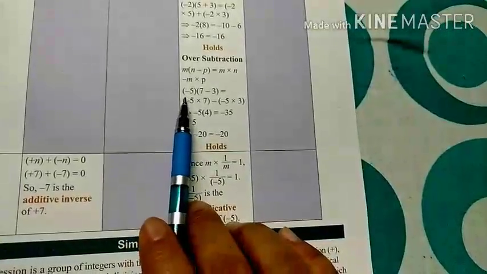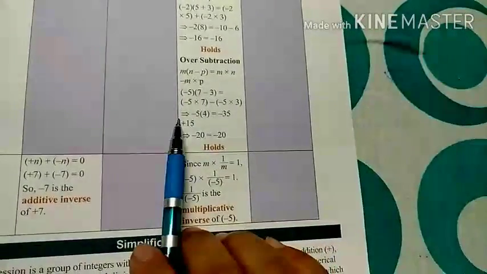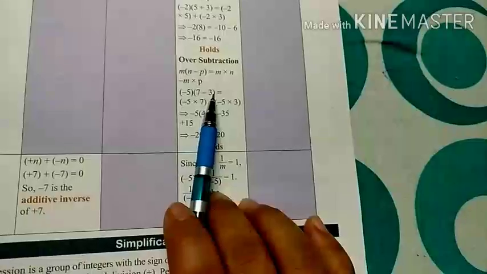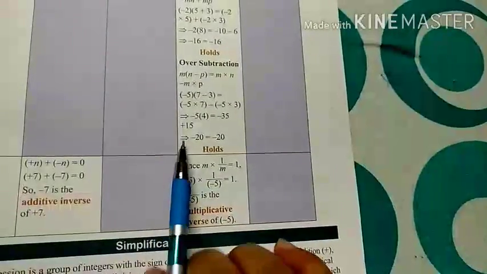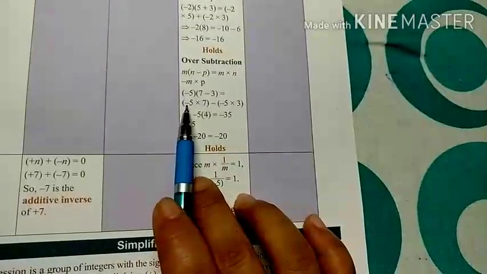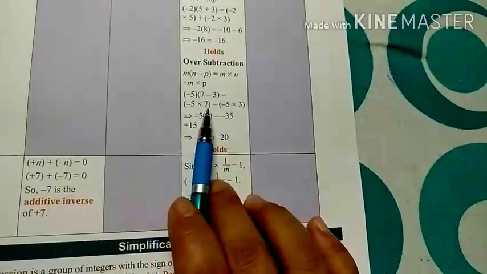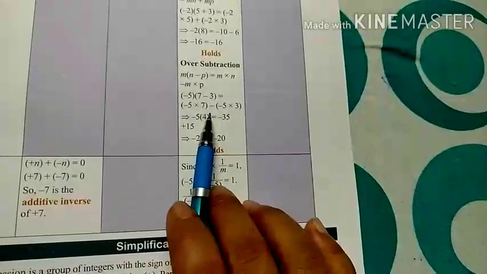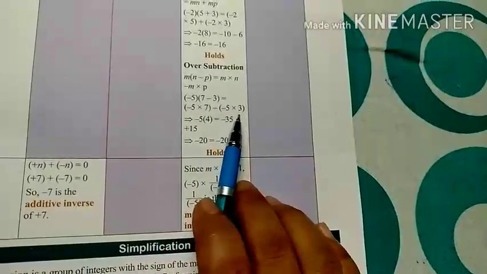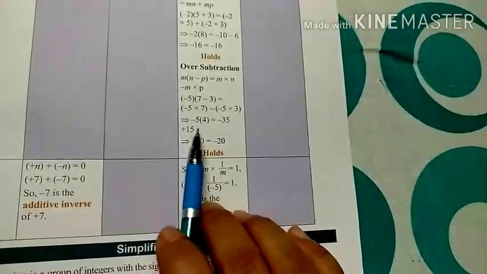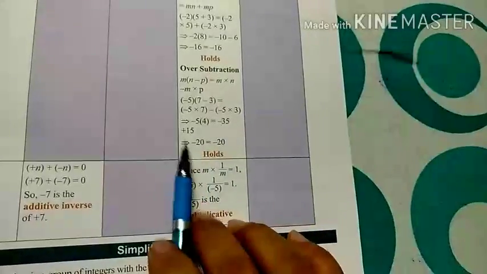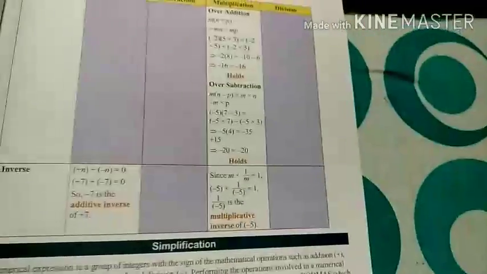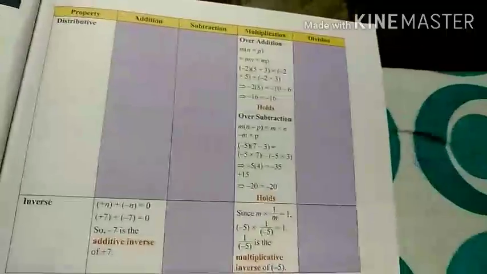Like here, if you multiply -5 and 7 minus 3, 7 minus 3 is 4. 4 into -5 gives you -20. And on the other side, when you individually multiply -5 into 7, a minus sign between that, -5 into 3, -35 minus -15, that is -35 plus 15, gives me again -20. And distributive property holds only for multiplication.